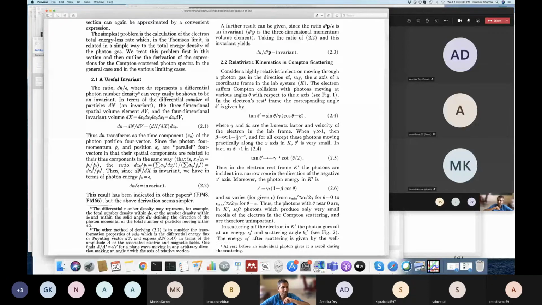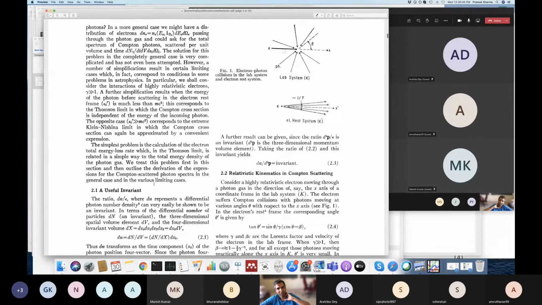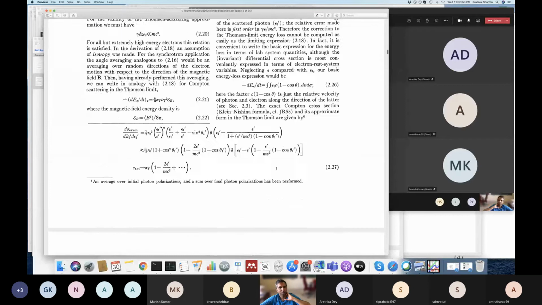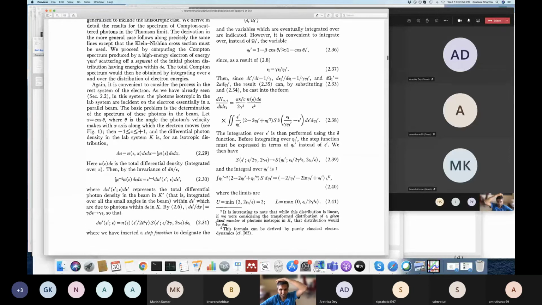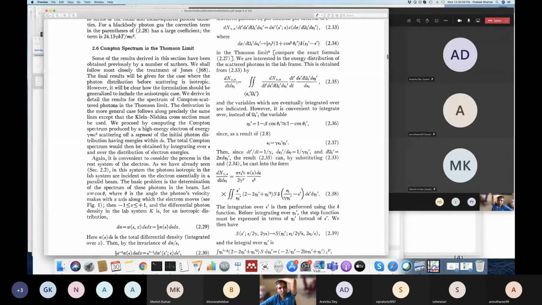And so, for example, the procedure of how we get the inverse Compton power is actually outlined here nicely, and he talks about this aberration and all that. And then he outlines how one gets this emergent spectrum of photons.